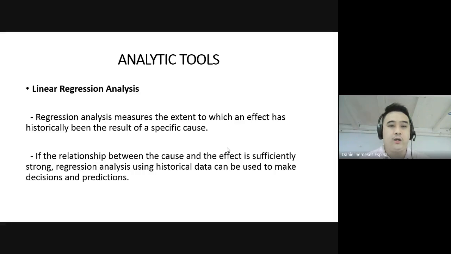So I know you are already familiar with the linear regression. The linear regression measures the extent to which an effect has historically been the result of a specific cause. So it's actually trying to understand the relationship of this variable to the other variable. Usually, the other variable is called the independent variable, while the effect or the result of the independent variable is what we call the dependent variable.